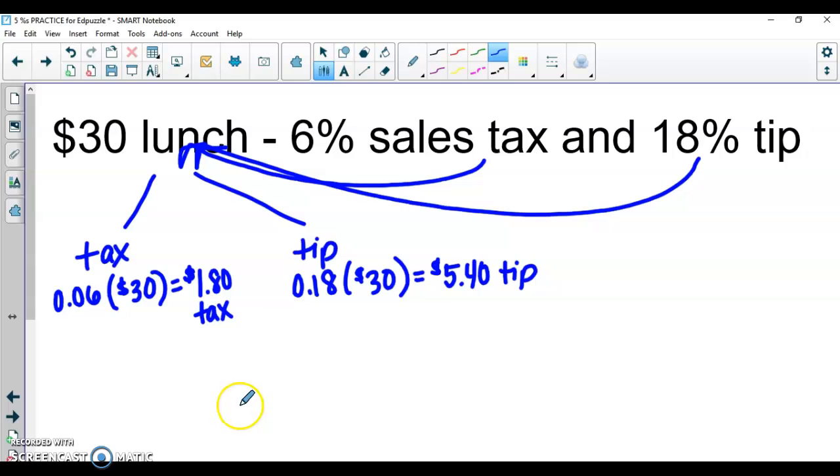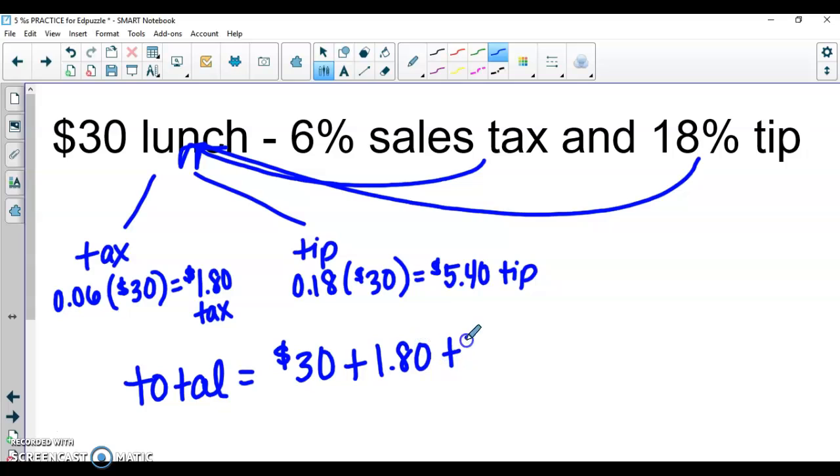Now, you are going to do the final step here. To get your total, you would have to add everything together. So you have your $30 lunch, your $1.80 for tax, and your $5.40 for tip. You're going to add those up, and then you're going to select the correct answer. And for this one, when you do add them all together, you should end up with $37.20.